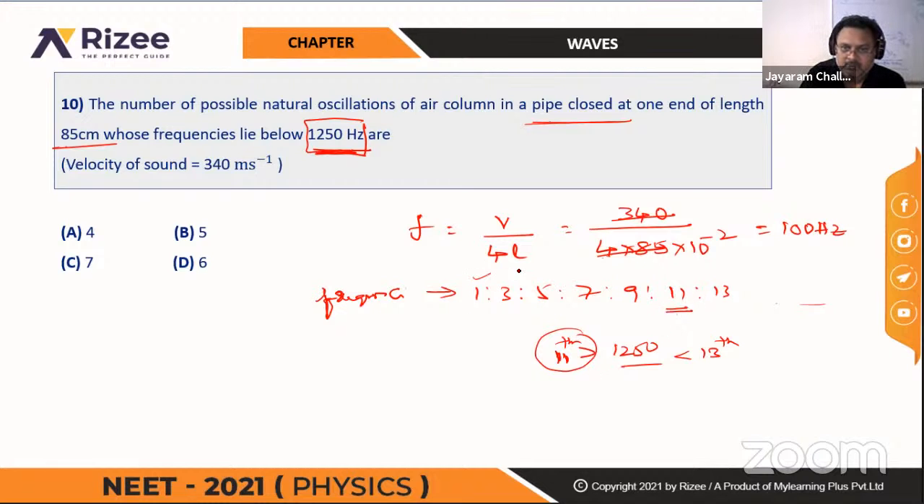Now this is the 1, 2, 3, 4, 5, 6th one. It is your fifth overtone, or that is 6 frequencies you are able to hear there.